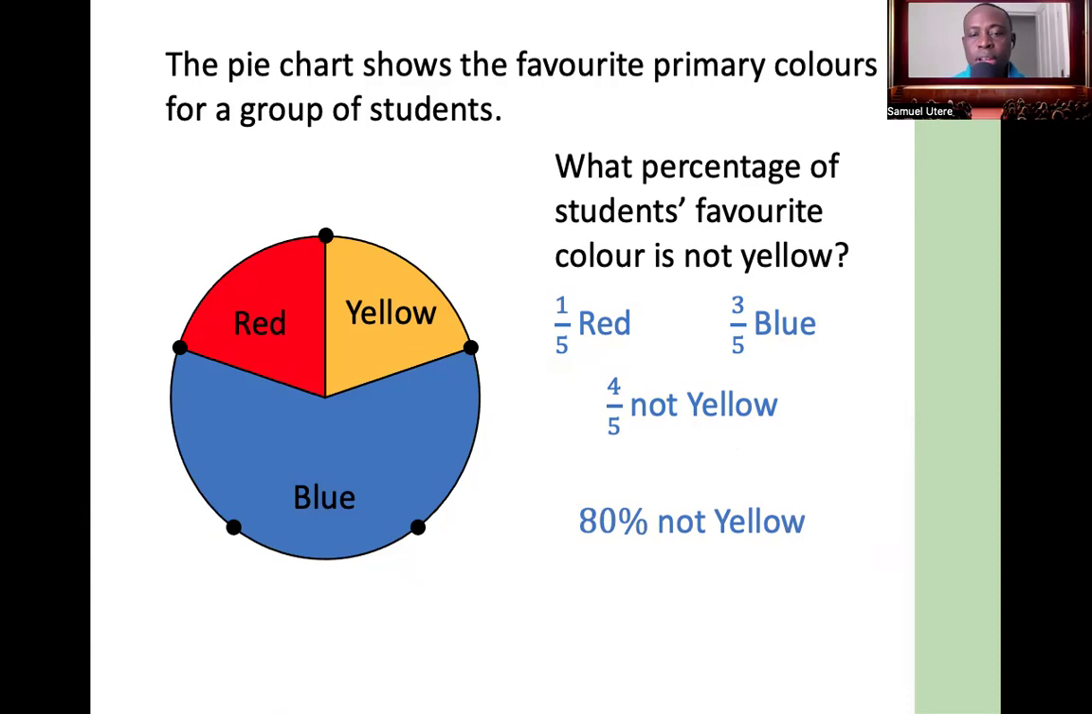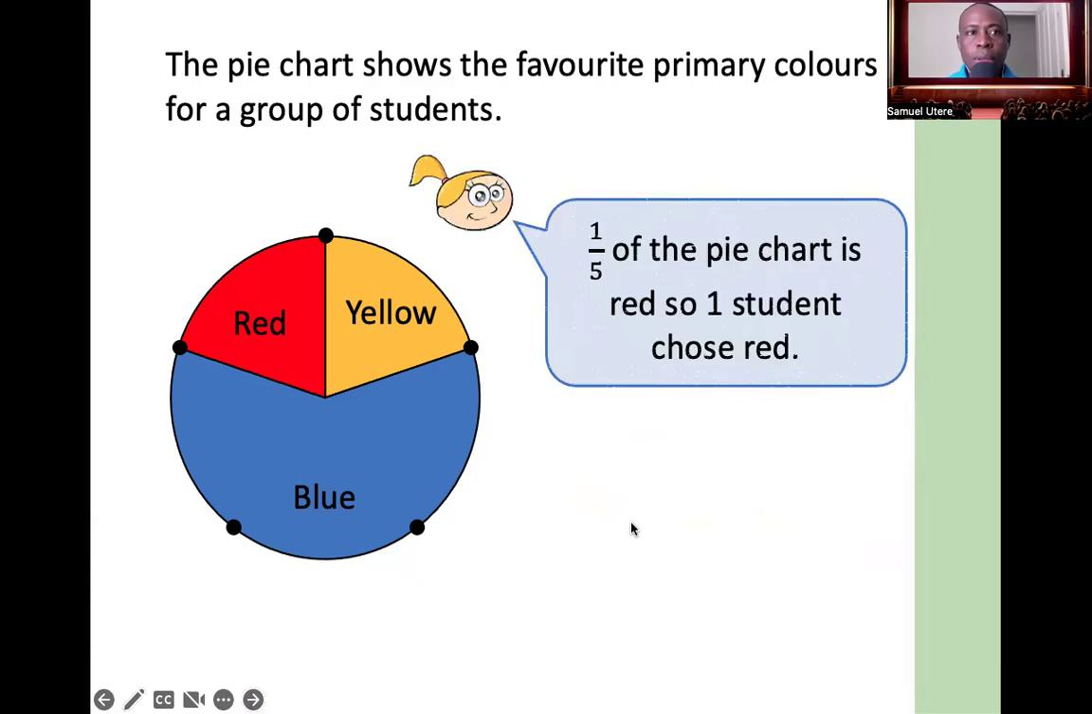If we convert that to a percentage, it is 80%. Why? Remember when we studied 100 squares, a fifth splits 100 squares into 5 equal parts. Each part is 20, which represents 20%. So 1/5 is 20%. 4/5 represents 4 lots of 20%, which is 80%. Here, she says 1/5 of the pie chart is red, so one student chose red. Is she correct? Think about it.